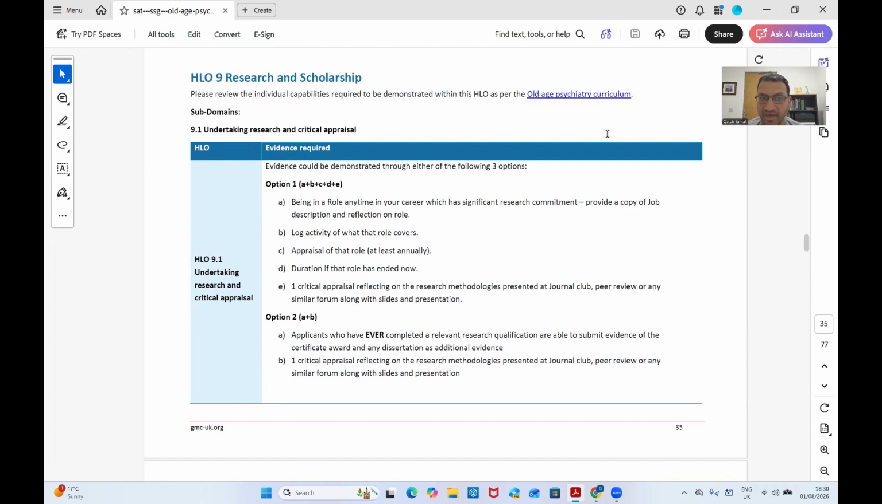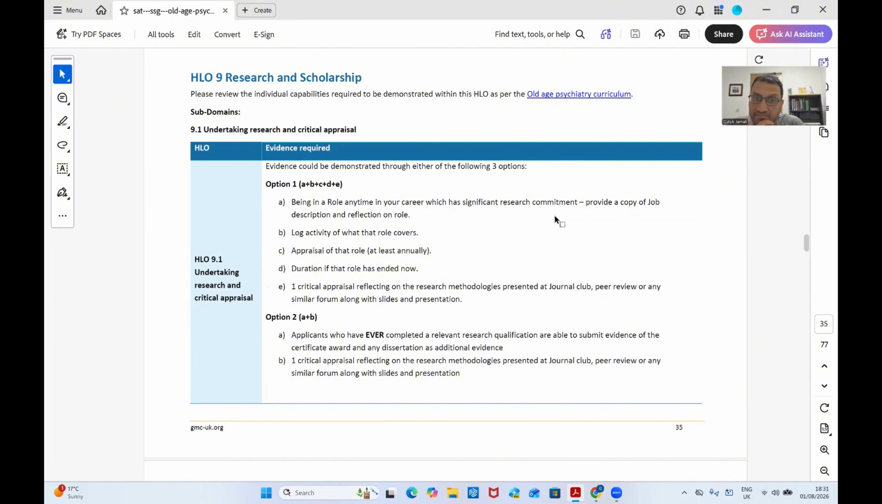There are three ways you can get this competency done, where in the curriculum they've mentioned three options. So let's go through these options and see how we can collect the evidence. Option one is you need all the five requirements. In option one, there is being in a role anytime in your career which has significant research commitment.